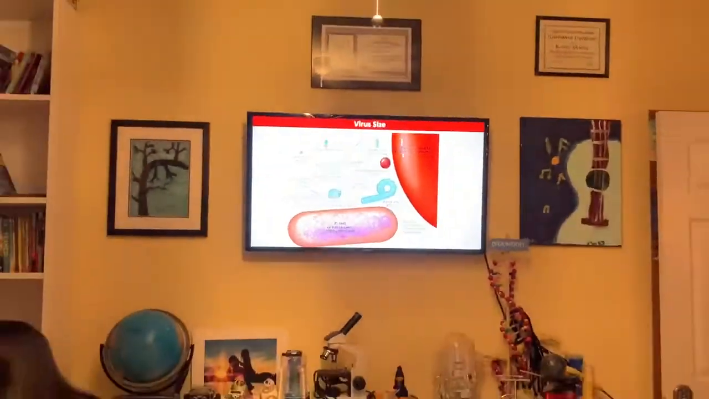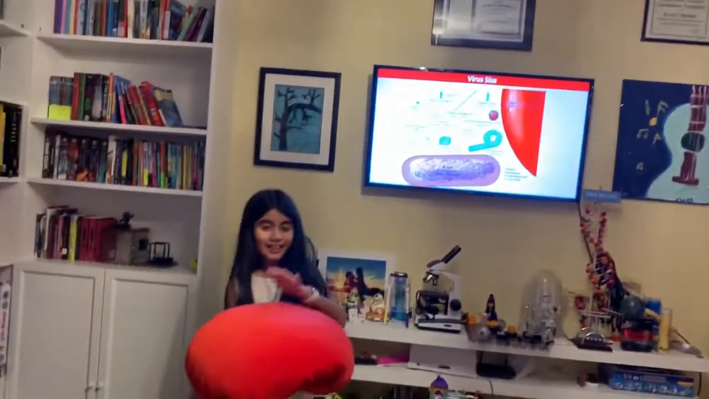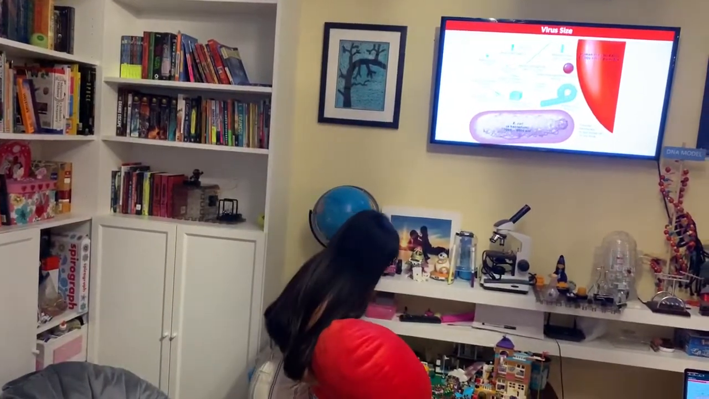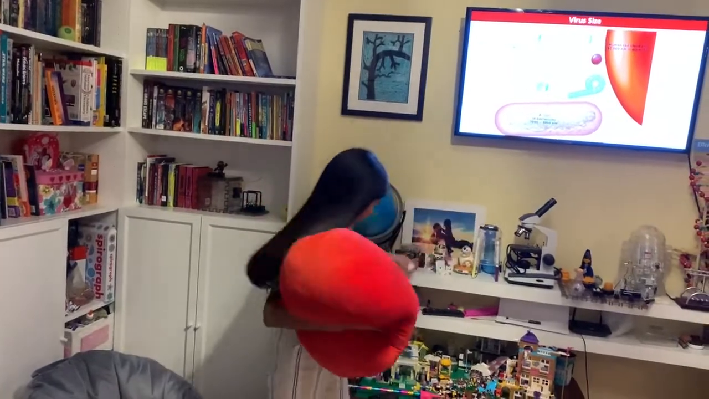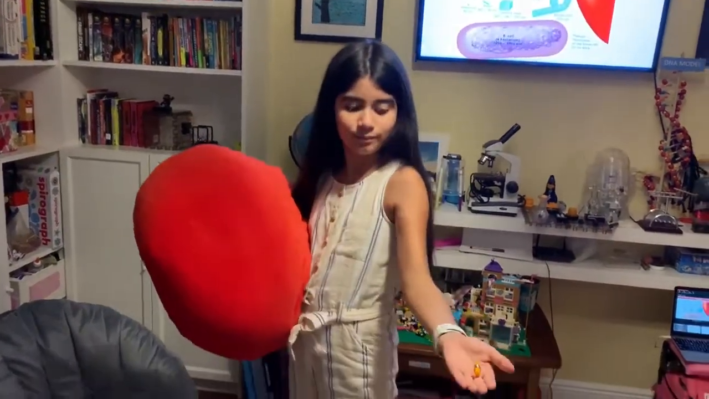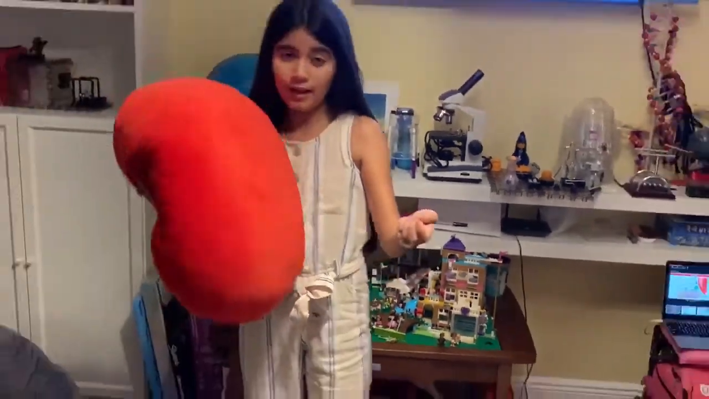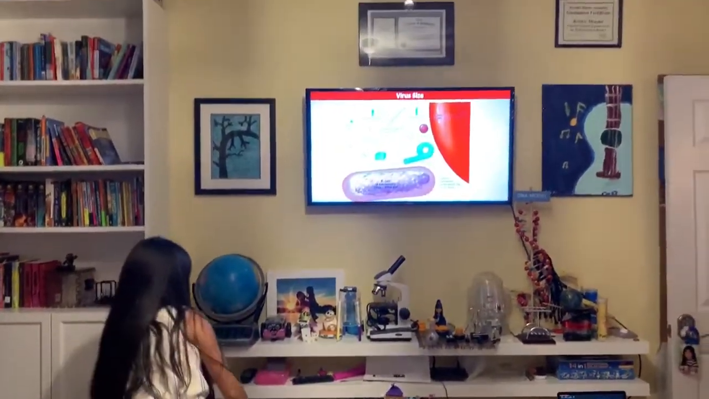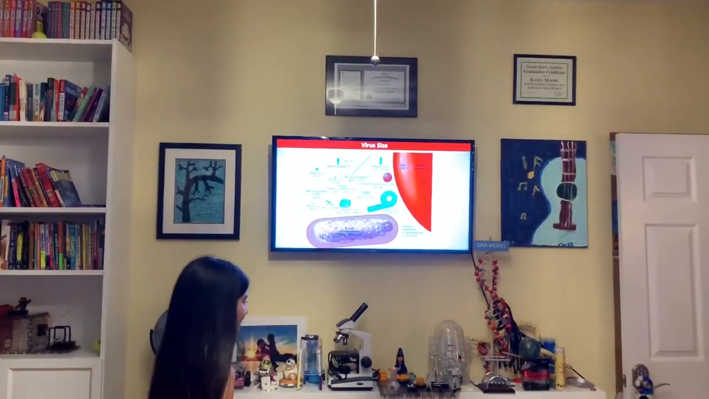Okay, so, let's get a little visual. Let's say that this is our red blood cell. And this is our bacteria, and you can see the size. And these are the viruses. Two different types of viruses in comparison to the red blood cell. So, it is super tiny, in other words.